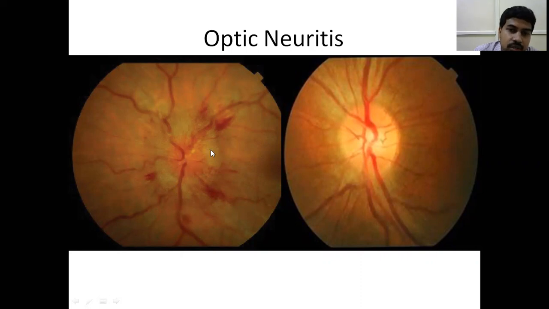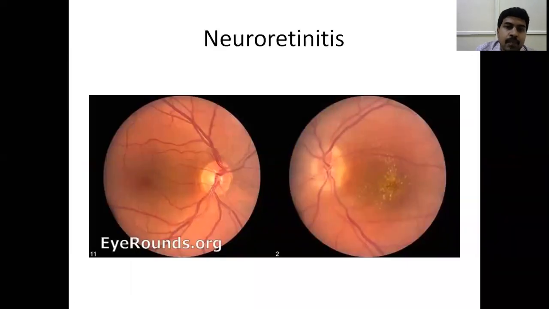The vessels are engorged and tortuous. Flame-shaped hemorrhages are present. All these findings are absent here. So this is a case of optic neuritis in the right eye. Similarly, in neuroretinitis, the findings will be the same.